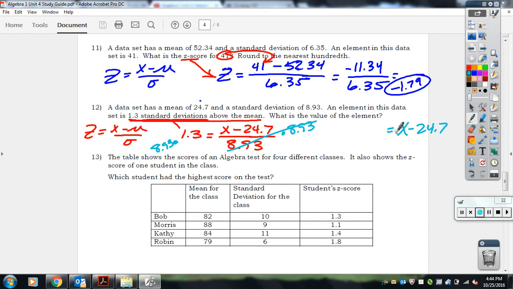On the left-hand side, we do 8.93 times 1.3, which is 11.609. Add 24.7 to both sides. We get 36.309 equals my x. It doesn't say to round, so we'll leave it as 36.309.